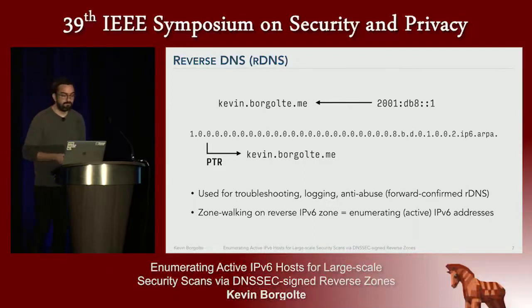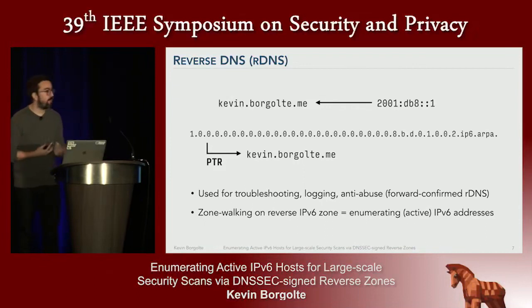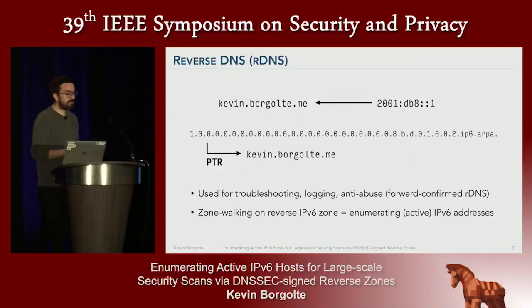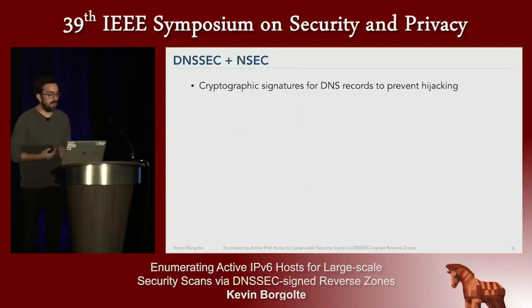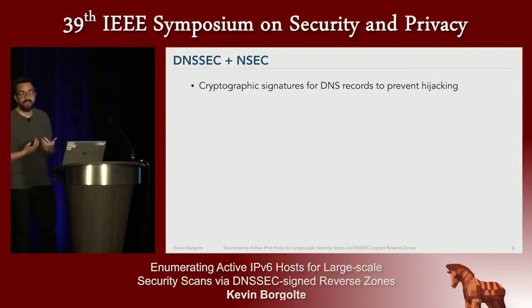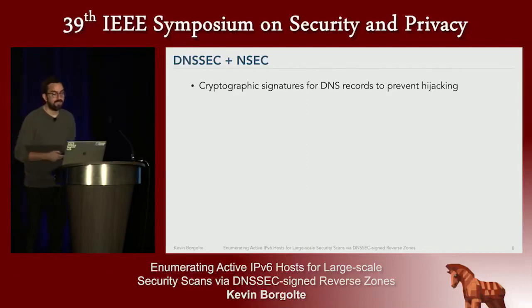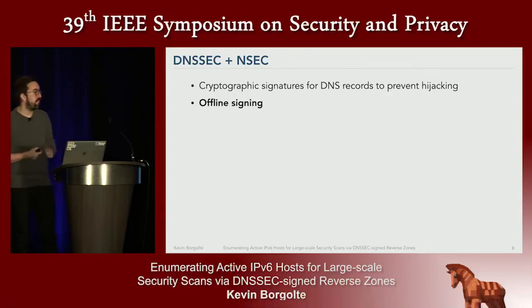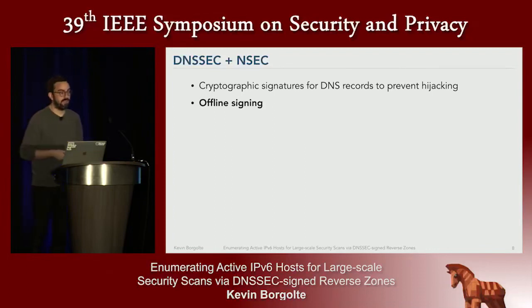While we can't necessarily do zone walking on DNS itself, we're in luck because, fortunately, DNSSEC and NSEC specifically started to allow it. So DNSSEC basically just introduces cryptographic signatures for DNS records so that you can prevent hijacking, which your ISP might be doing to inject, for example, ads. But most importantly, DNSSEC encourages you very strongly to use offline signing. That's actually what the RFC says specifically: you should be using offline signing.